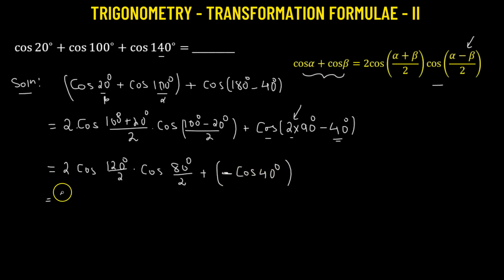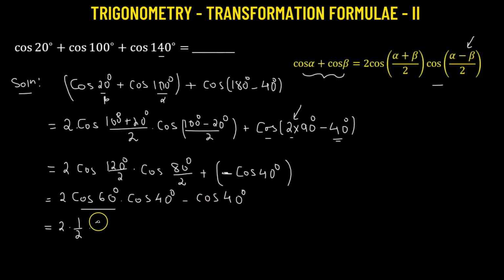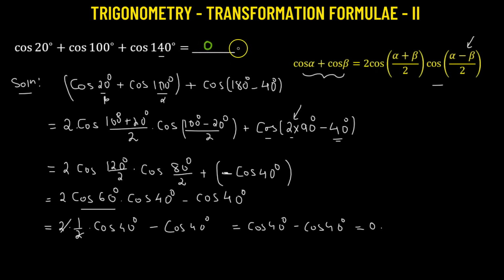Okay. Now, further simplification gives us 2 times cosine of 120 over 2, which is 60 degree, multiplied to cosine of 80 over 2, so that's 40 degree, minus cosine of 40 degrees. Now cosine of 60, that's a standard value, that's half. So we have 2 times half times cosine of 40 degree minus cosine of 40 degrees. So here the 2 and the half cancel out. That leaves us with cosine 40 degree minus cosine 40 degree. So they cancel out and leave us with the value 0. Now that means the sum of the 3 cosine functions, cosine 20 plus cosine 100 plus cosine 140, sums up to give us a value 0.